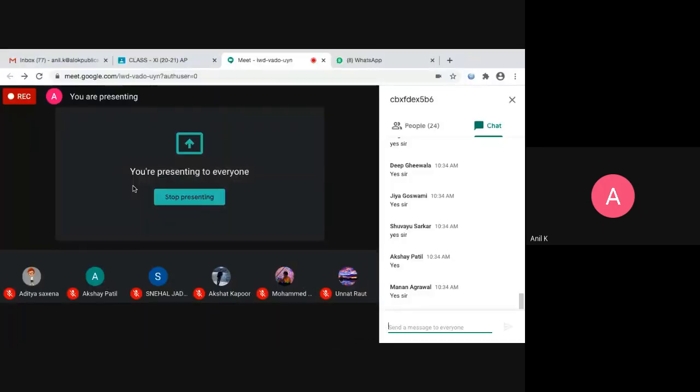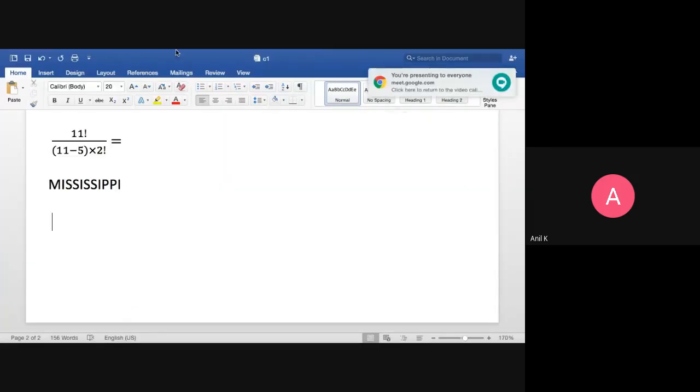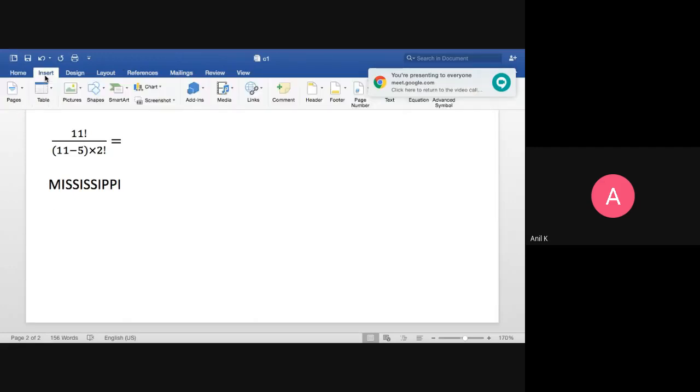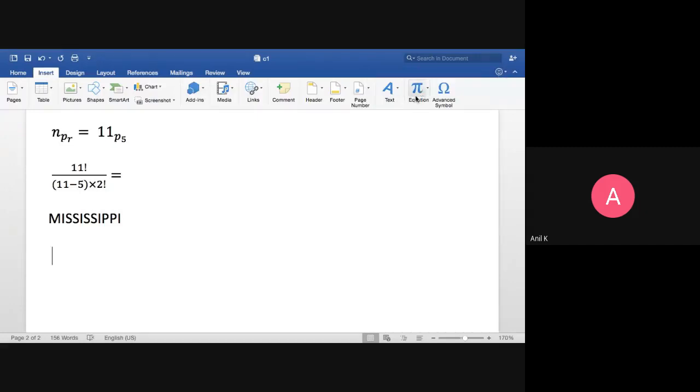Let me see if somebody has given. No guessing? Or are you taking time to type? Okay, don't worry. Let me show you how this exactly is going to work, sorry, the equation.